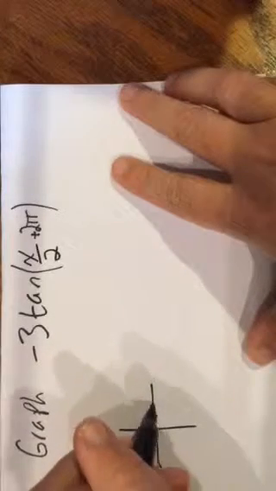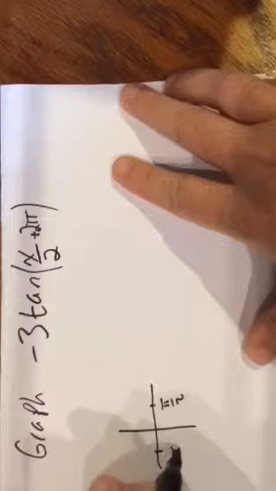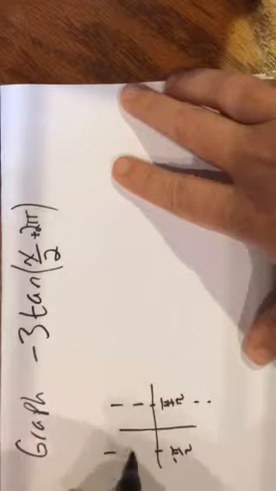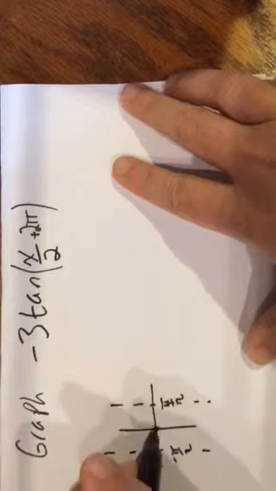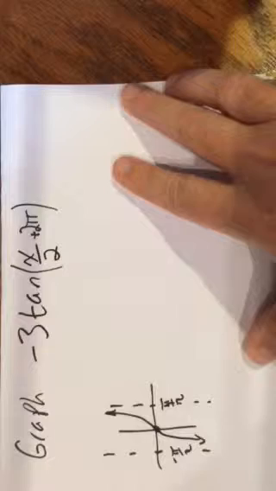Okay, so let's try this one. This one's got a lot of stuff going on. Negative 3 tan of x over 2 plus 2 pi. So first thing I'm going to do is throw down a graph of tan. Tan again, pi over 2, negative pi over 2 is where I have my asymptotes, vertical asymptotes. Goes to a point 0, to the right it goes up, to the left it goes down.